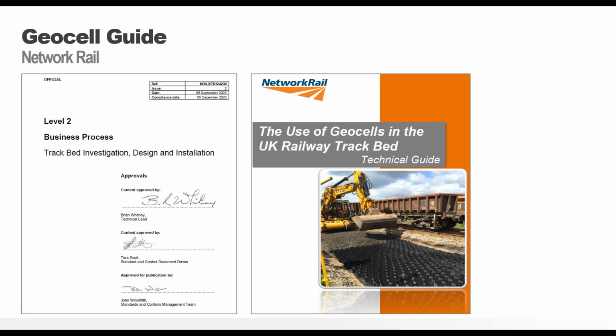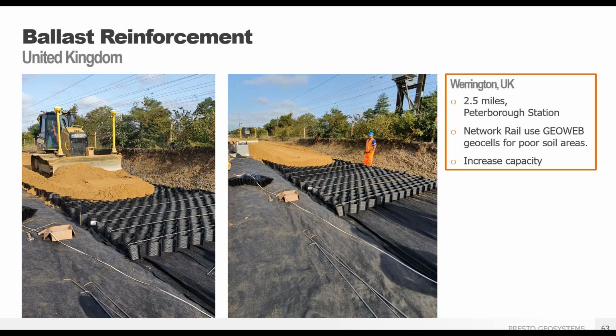This guide was a reference for some other projects that we started and have been doing in the UK over the last 4 years. Here's a recent project we did. This is the Warrington Loop. This is a 2.5-mile track called the Warrington Junction.